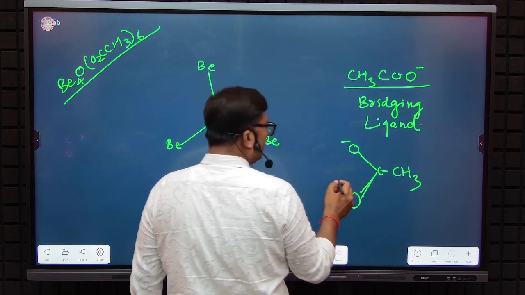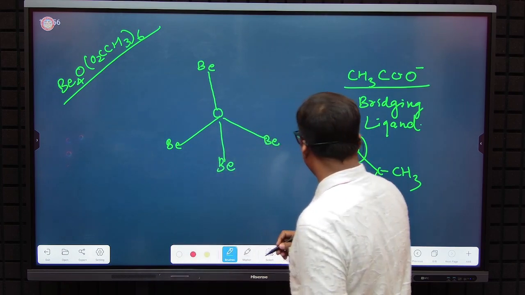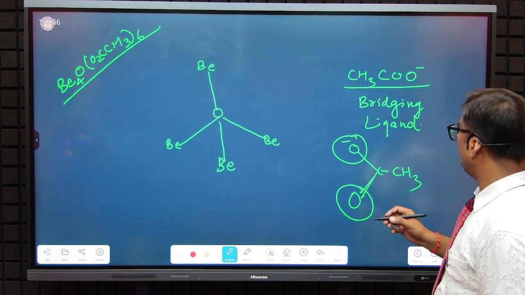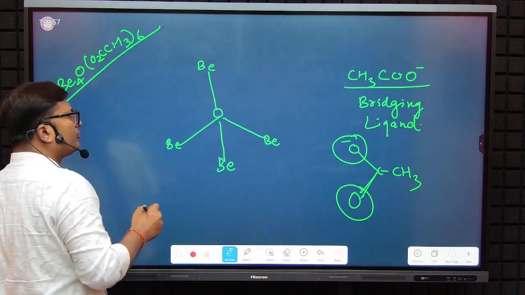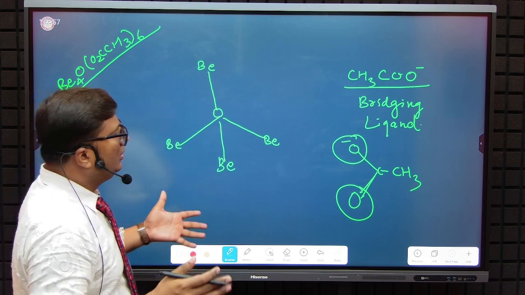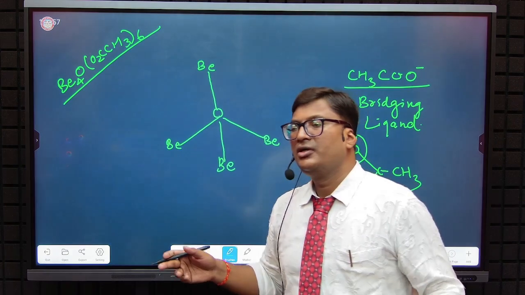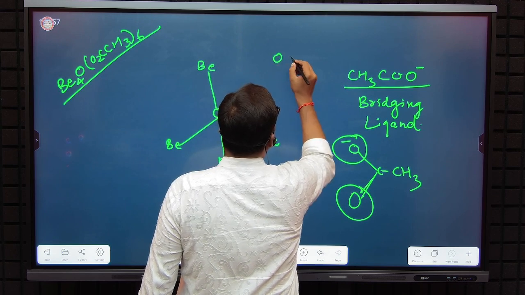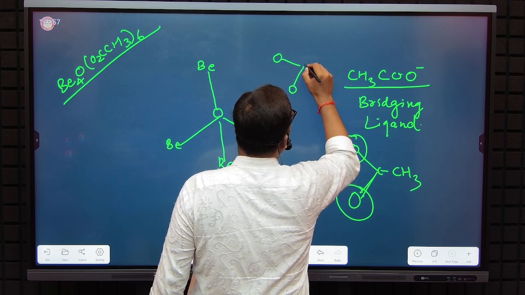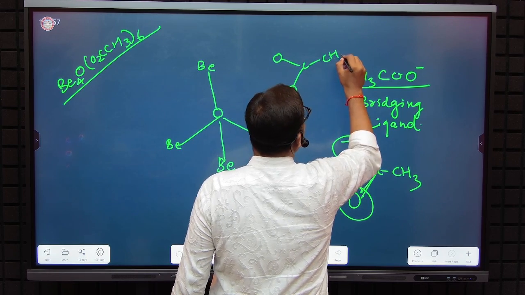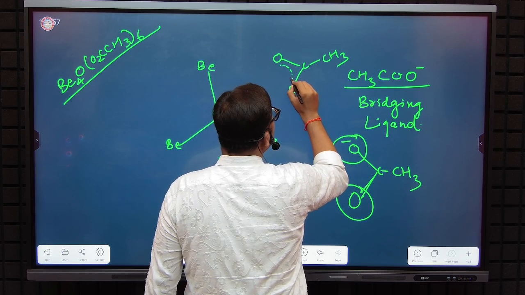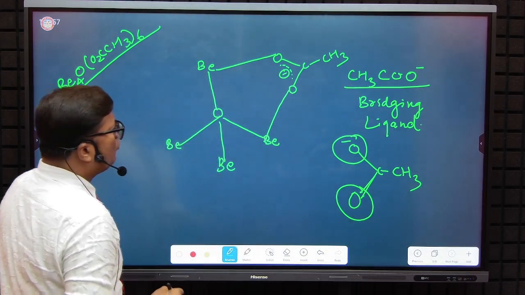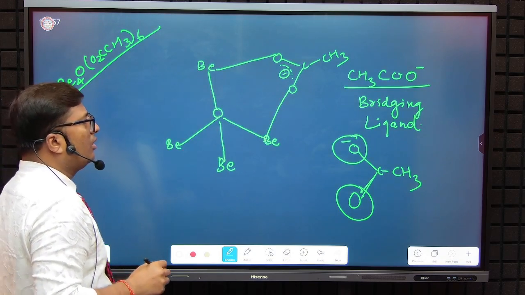Now because of the 2 oxygen donor sites in this particular acetate ligand, both oxygens act as donor sites. So it can form complexes through the bridging of 2 oxygens with any 2 beryllium centers. Suppose this is your oxygen, and this is your oxygen, and now this is your C and CH3, right? Because of the negative charge, it forms a complex from one edge of the tetrahedron that is bridged by the acetate ligand.